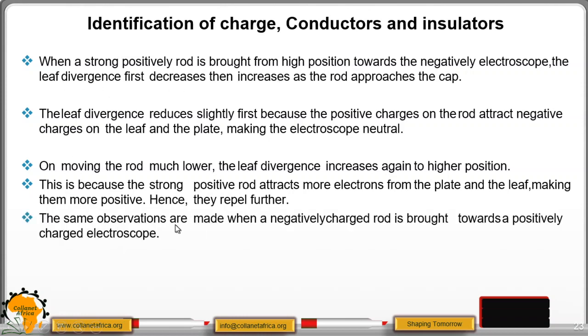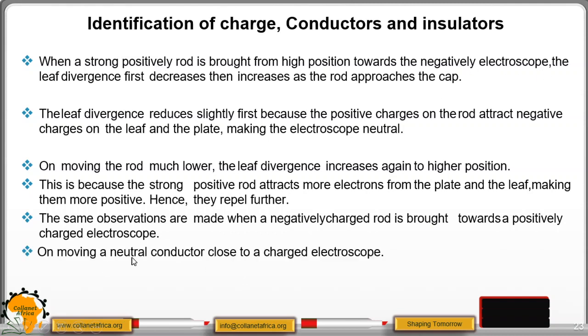Then the same observations are made when a negatively charged rod is brought towards a positively charged electroscope. Note here we are saying negatively charged brought close to positively charged. Here we are talking of positively charged brought close to negatively charged.